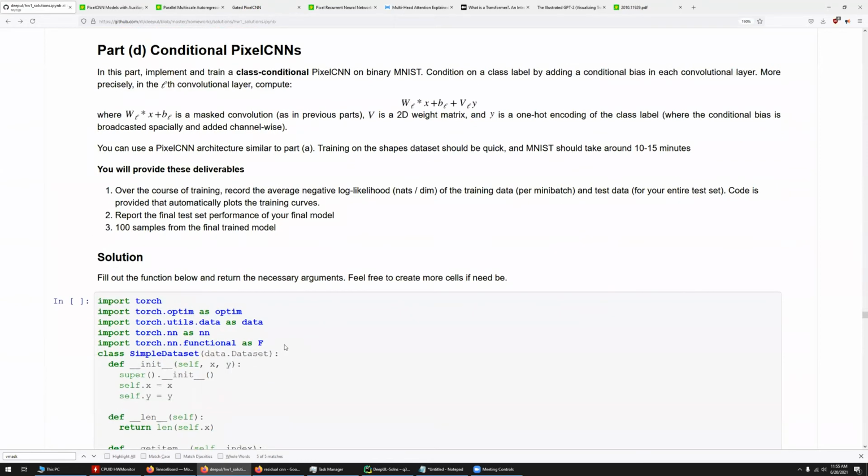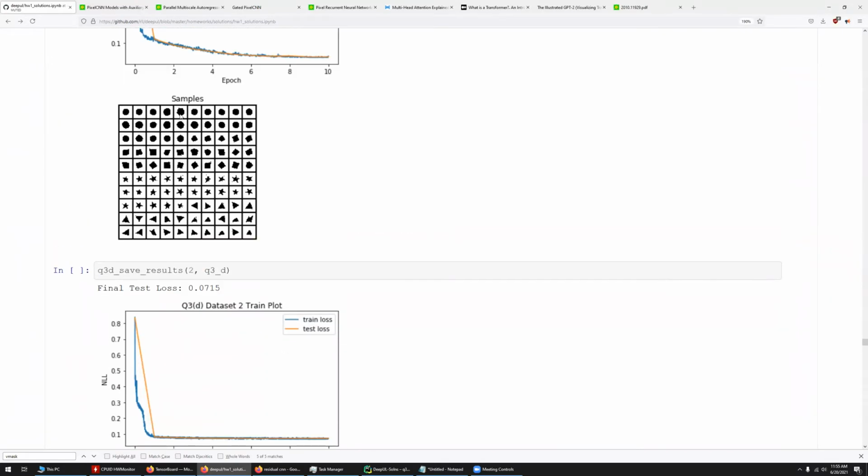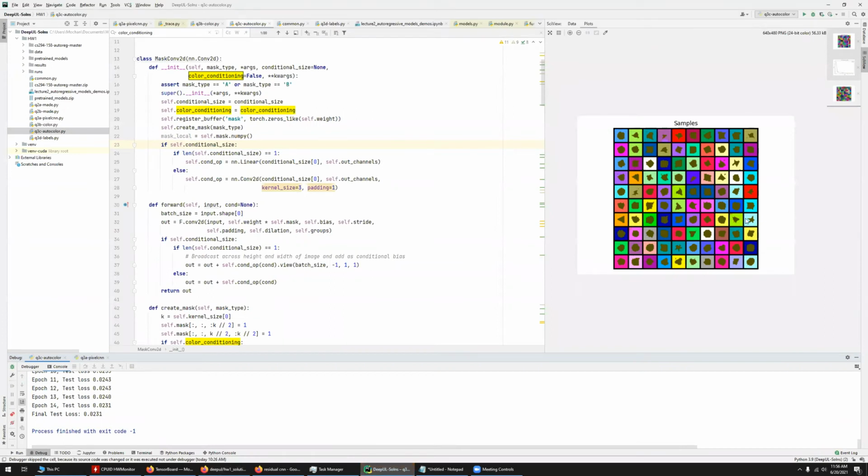Conditional pixel CNNs. In this one, the problem is to generate circles or squares or stars or triangles explicitly. So rather than just saying give me 100 of whatever you want, you say I want 25 circles, 25 squares. You can give a label and it will generate a sample of that label for you. This is the result from the run here on this computer. Yeah, it does have some artifacts here.